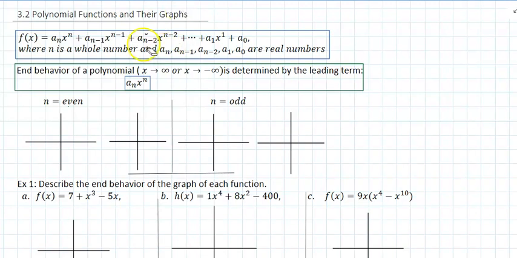What a polynomial is, it's a function that looks like this, in which n is a whole number, talking about the power, and the coefficients are real numbers. So n could be 1, 2, 3, 4, all the way up. It can be negative, it can be a fraction or a decimal.